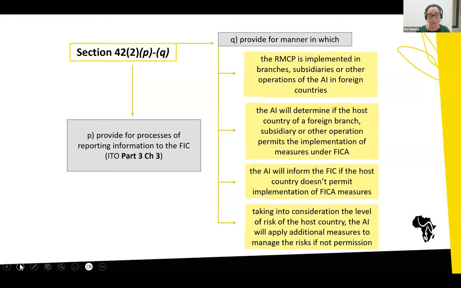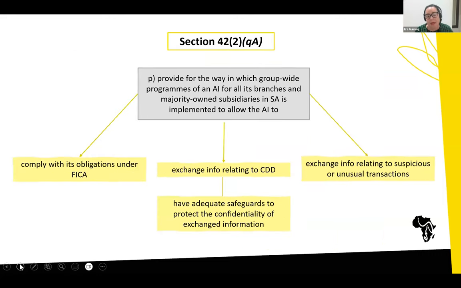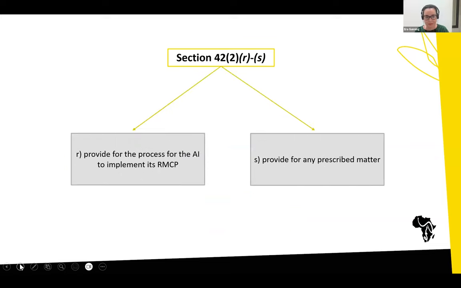law from implementing FICA. You also have to deal with the sharing of information in a group of companies and make sure that you keep information confidential. This is to detect unusual transactions. And of course, your privacy policy in terms of POPI must also deal with the sharing. And you might want to have for a group of companies binding corporate rules or group data protection policy or data sharing agreement to cater for this.